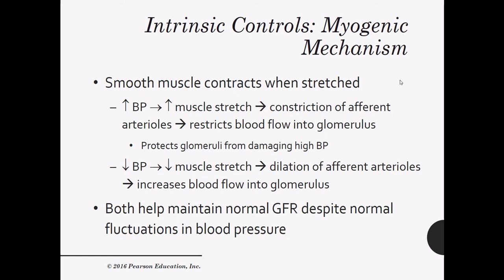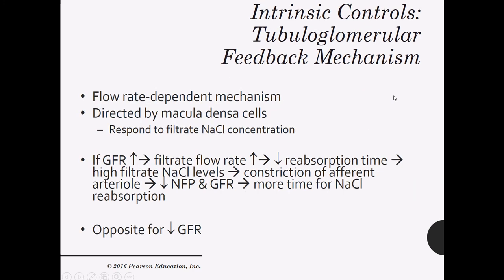If blood pressure goes down, that decreases our muscle stretch, in which case the afferent arteriole will dilate, let more blood flow into the glomerulus. That keeps GFR normal and keeps the kidneys doing their thing and doing the filtration, despite those kinds of daily little changes in our blood pressure that are a normal part of the day-to-day business of our lives. So that one, this myogenic mechanism, is very similar to what we saw with the autoregulation in a normal capillary or a non-glomerular capillary.